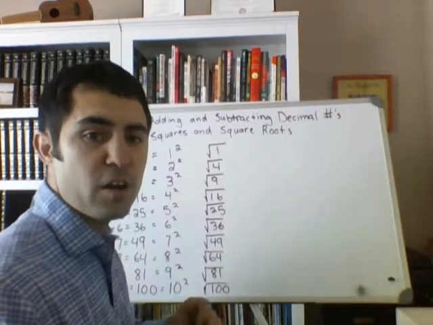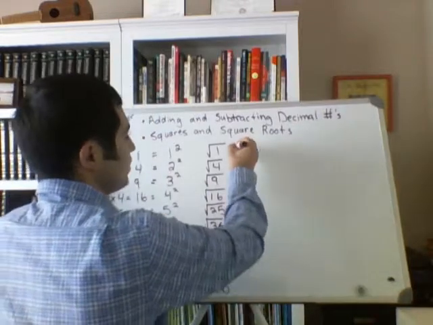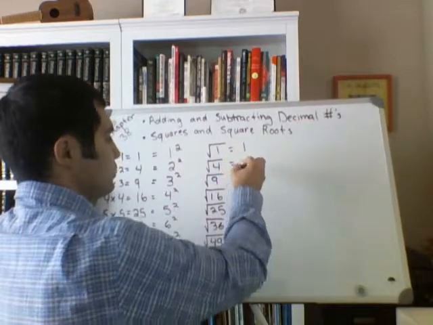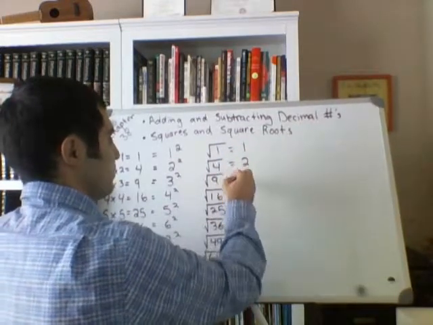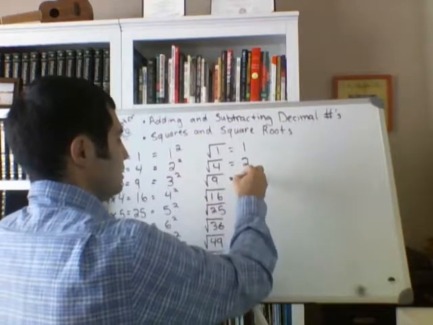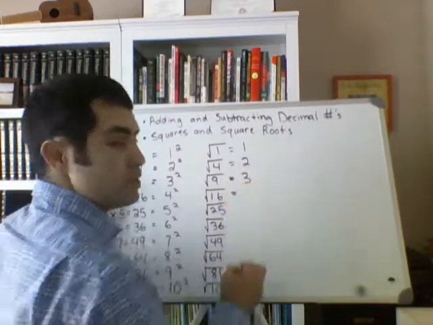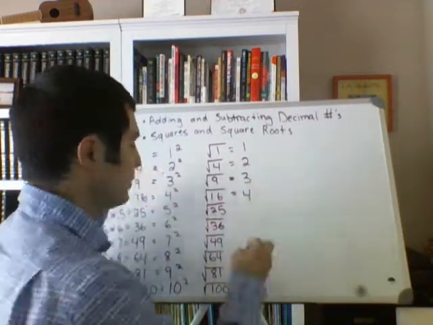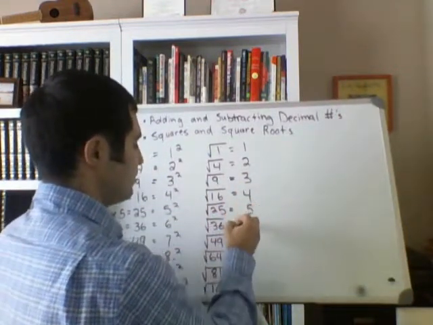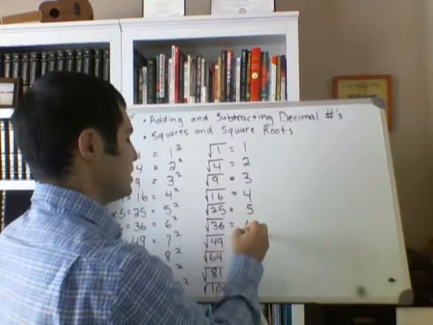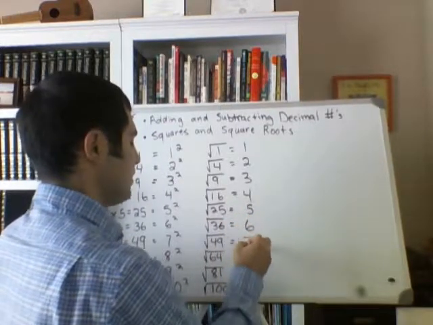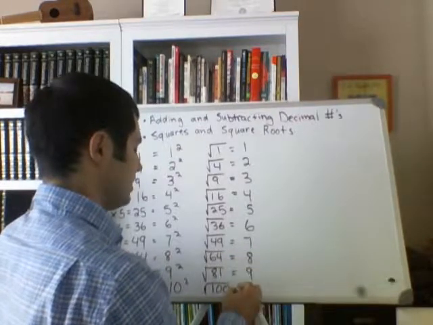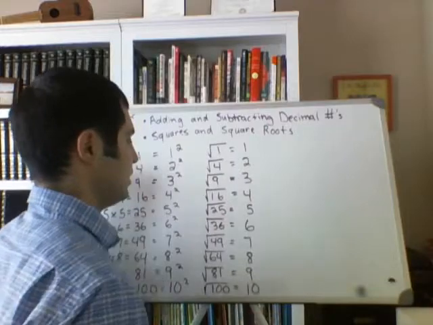Alright, so here they are. Square root of 1, what two numbers when multiplied together equal 1, and the answer is 1, because 1 times 1 is 1. For this one is going to be 2. 2 times 2 is 4. Square root of 9 is 3, because 3 times 3 is 9. Square root of 16 is 4, because 4 times 4 is 16. Square root of 25 is 5. Square root of 36 is 6. 49 is 7. 64 is 8. 81 is 9. 100 is 10.